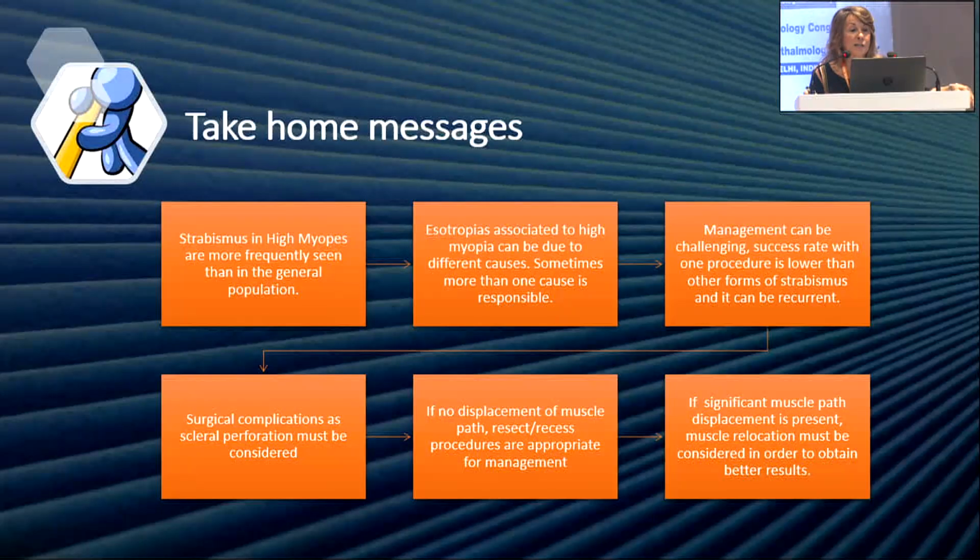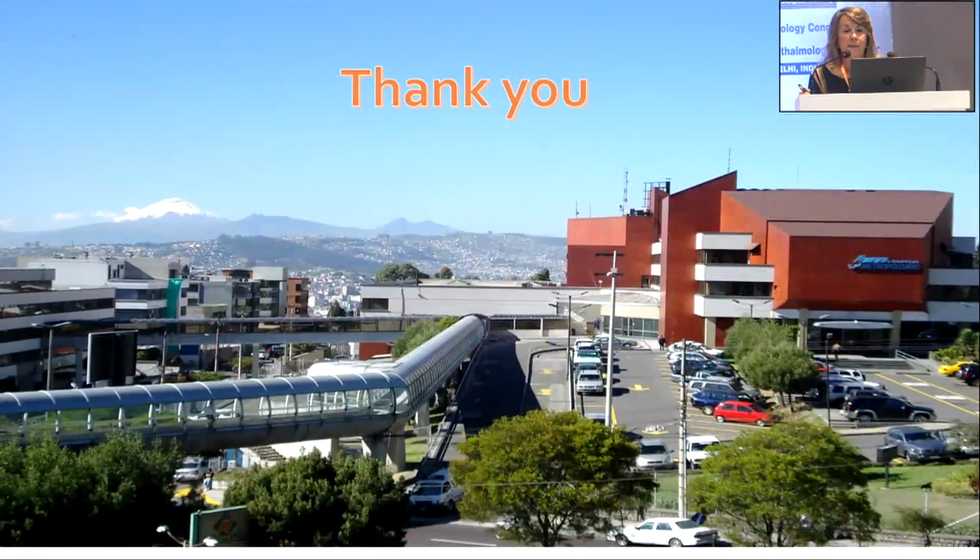Surgical complications such as scleral perforation are something that you have to consider when operating on these patients. If there is no displacement of the muscle path, resect procedures are very suitable for these cases, but if significant muscle path displacement is present, muscle relocation must be considered in order to obtain better results.